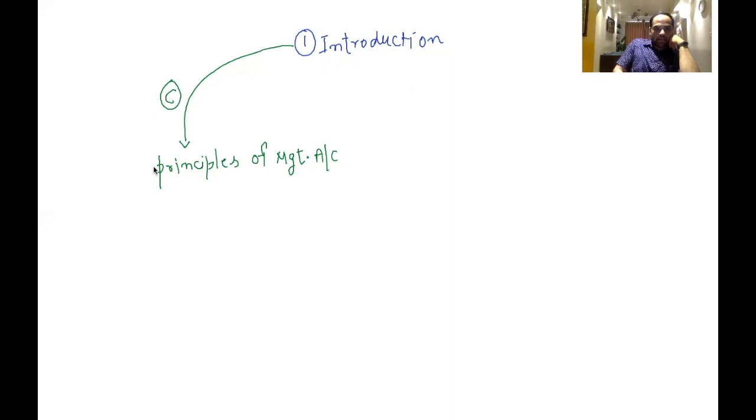So here we have 4 principles on which management accounting is based. The first one is, of course, all about information, right? So the first principle is information is relevant.